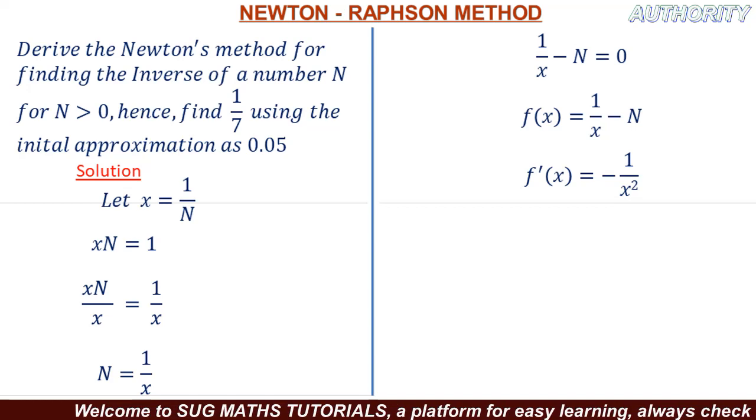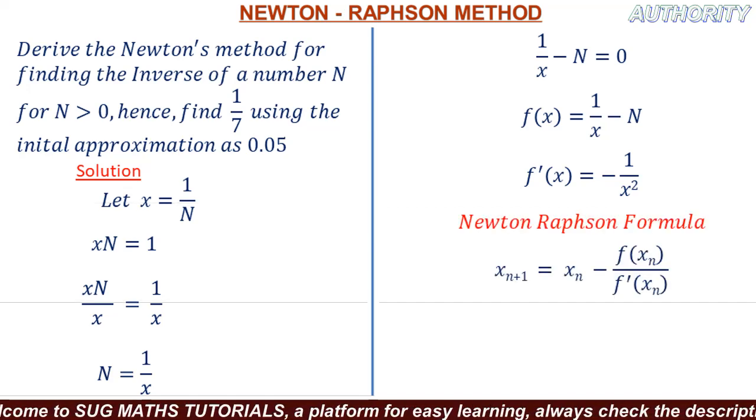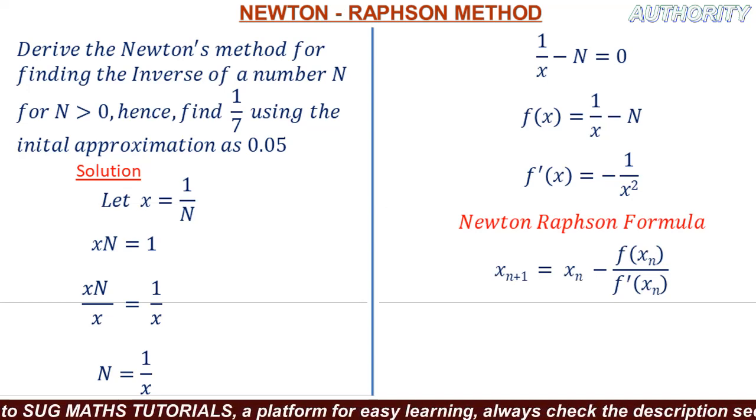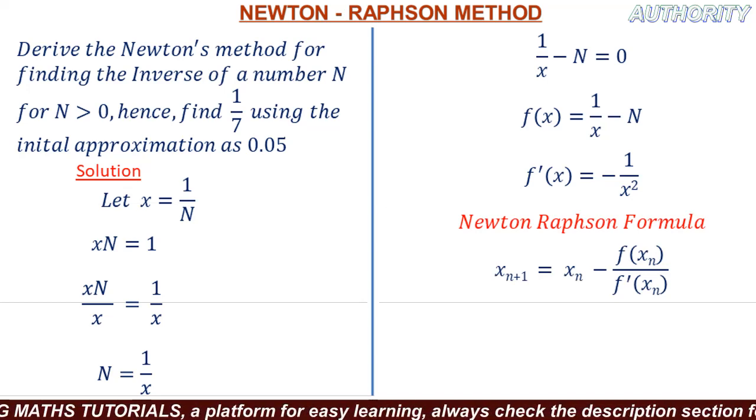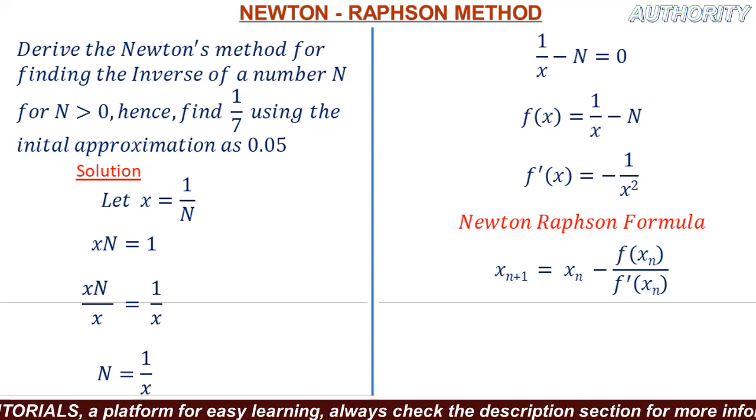What is the formula for Newton-Raphson? For a reminder, Newton-Raphson says xn plus 1 is equal to xn minus f of xn all over f prime of xn. So in this place now, we have our f of x already to be 1 all over x minus n, and then also f prime of x to be minus 1 all over x squared. Now let's fix these values, the f of x and the f prime of x, in the position where they belong.